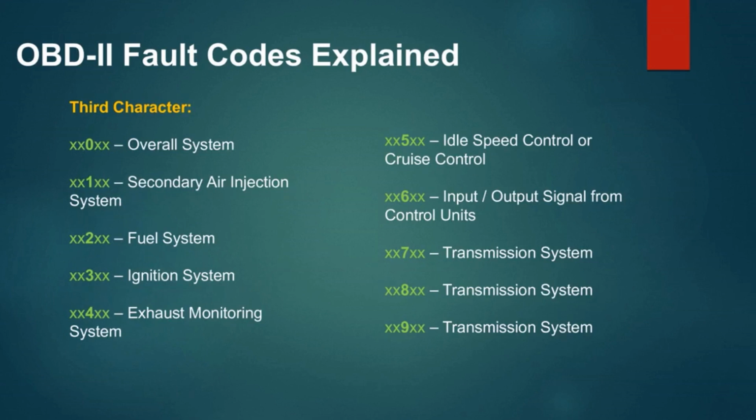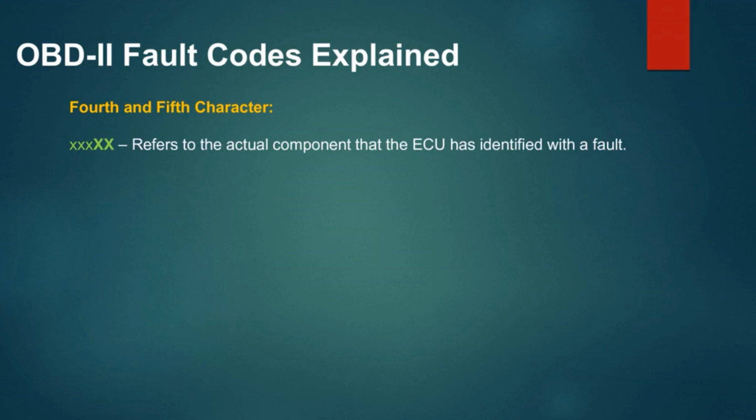Third character. 0, overall system. 1, secondary air injection system. 2, fuel system. 3, ignition system. 4, exhaust monitoring system. 5, idle speed control or cruise control. 6, input/output signal from control units. 7, 8, and 9, transmission system. Fourth and fifth character, 00 to 99, refers to the actual component that the ECU has identified with a fault.